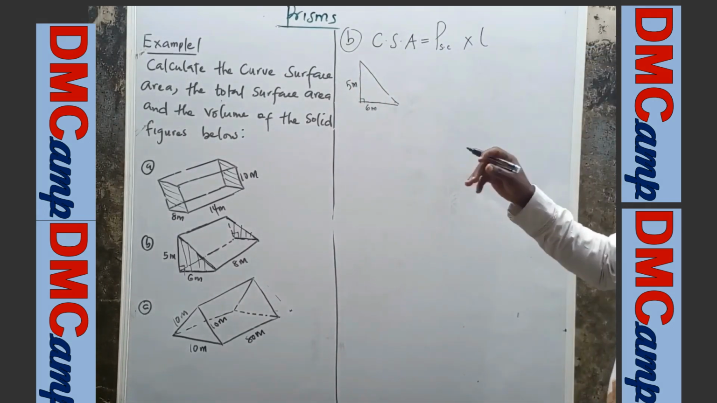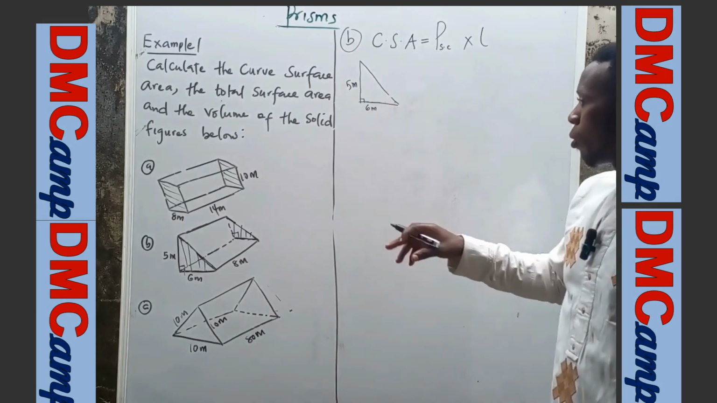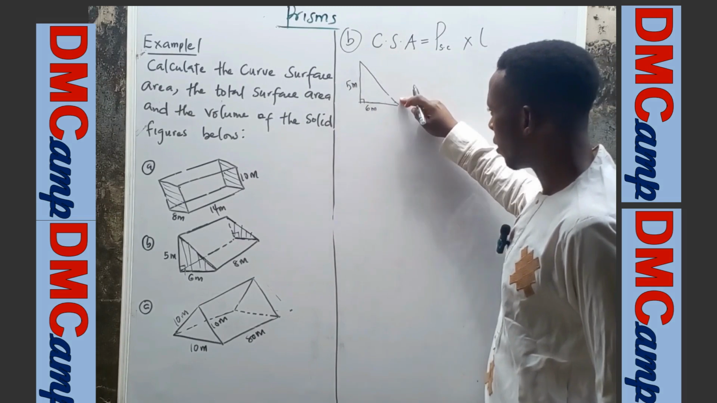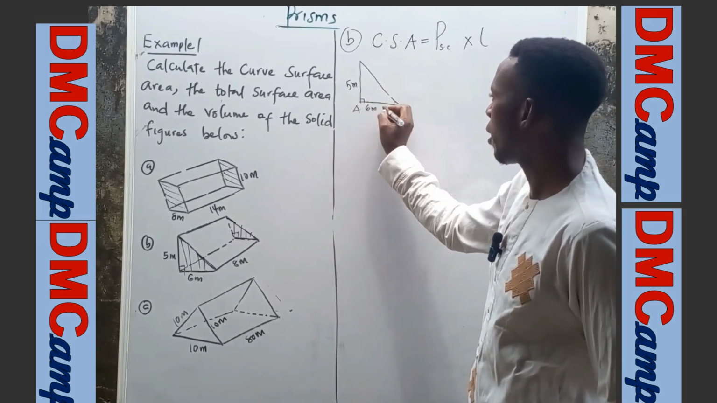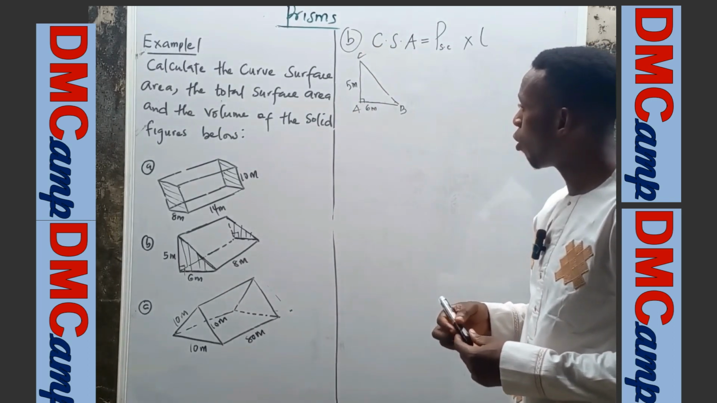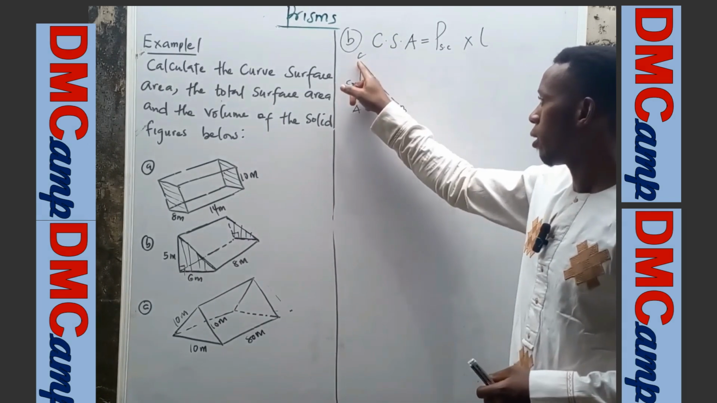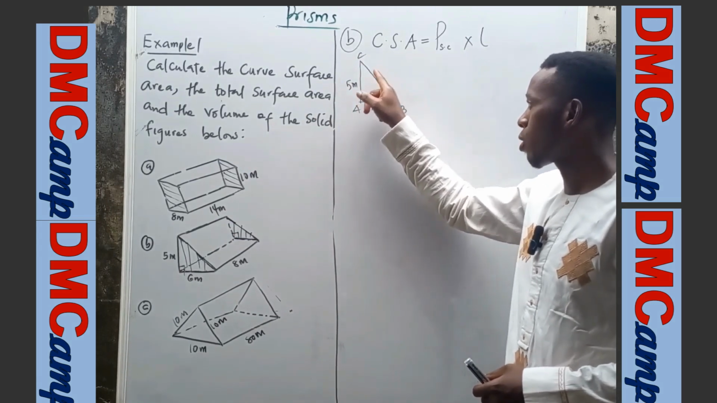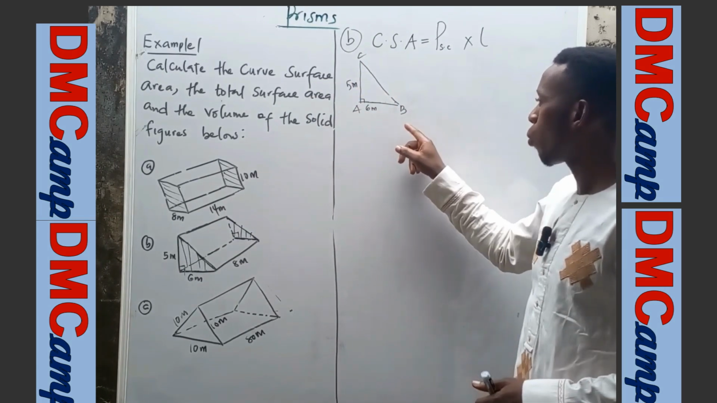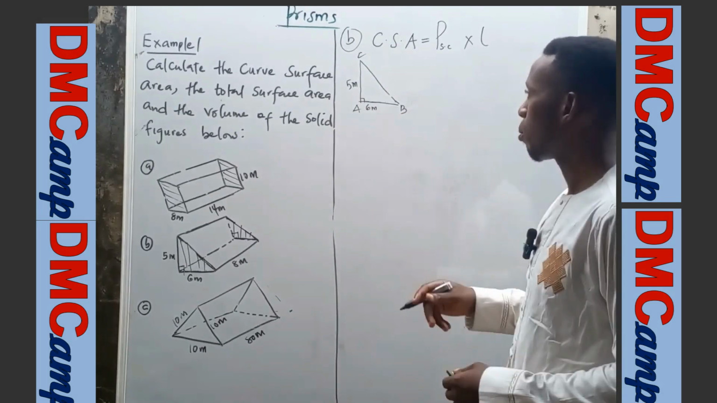Now, how do we calculate the perimeter of this right angle triangle? We know the value of this. We know the value of this. Now, let's find the value of this. Let's represent this by A, B, and C. Because if you are calculating the perimeter of a right angle triangle, you need to add all the 3 sides together. Here we know the length AC and we know AB. So we need BC. So let's use Pythagoras theorem to get BC.